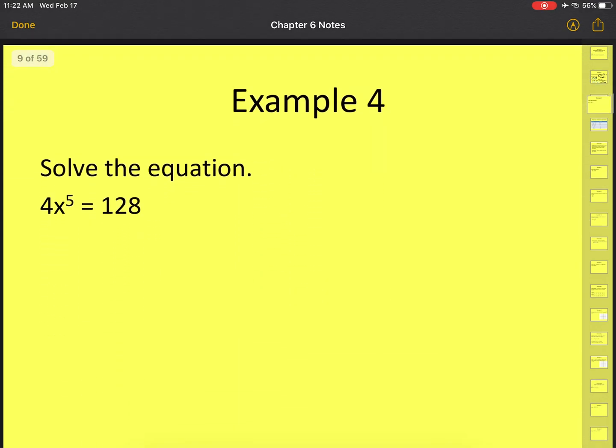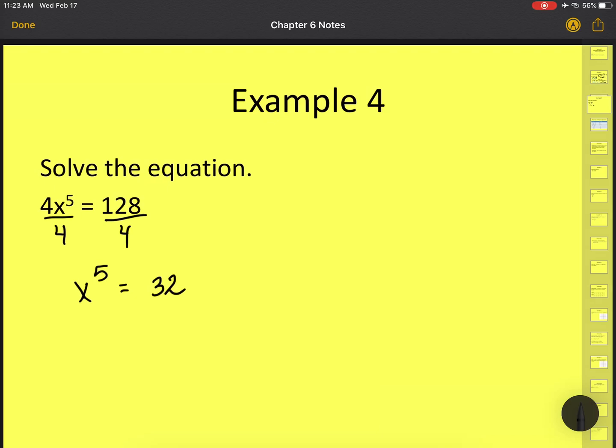In example 4, we're going to actually solve something this time. So we're going to solve for x, given 4x to the 5th is equal to 128. So our first instinct is still to get rid of that 4 first. So what we're going to do is divide both sides by 4. So we get x to the 5th, and 128 divided by 4 is 32.